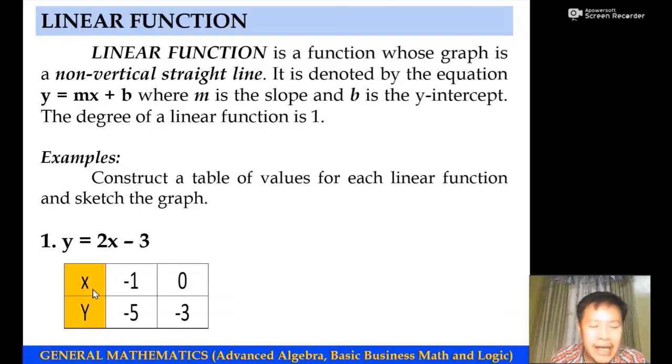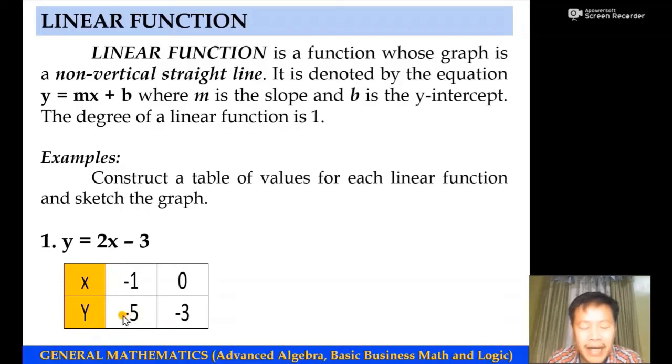Our x is negative 1. I start with negative 1. If x is equal to negative 1, times 2 is negative 2. Minus 3 is negative 5. Negative 2 plus negative 3 is negative 5. Negative plus negative is negative, not positive.